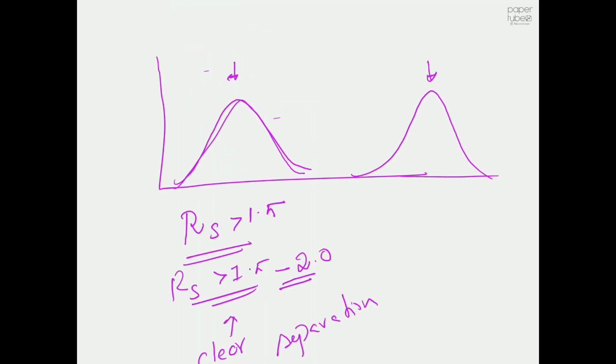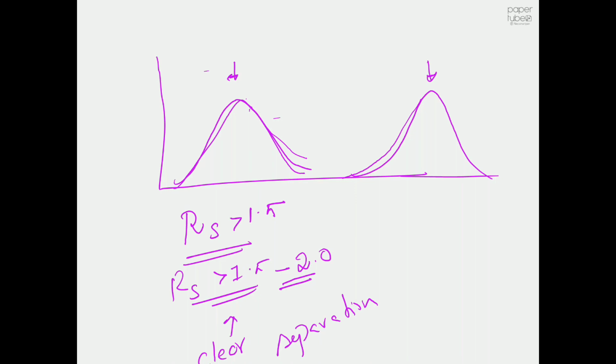If the RS value is less than 1.5, then probably the tails of these two peaks may overlap with each other. Which means there is no clear baseline separation, which means we didn't manage to separate those two molecules or two compounds from their mixture using this particular technique. I hope you all understand up to this point.